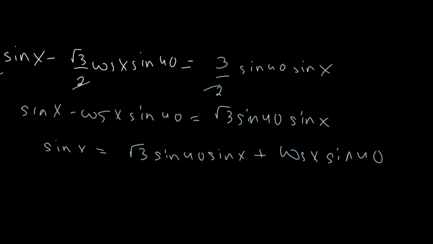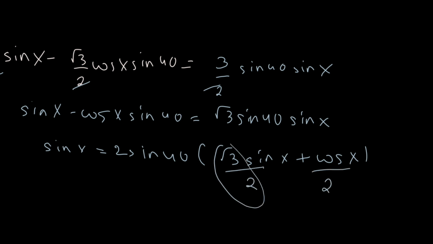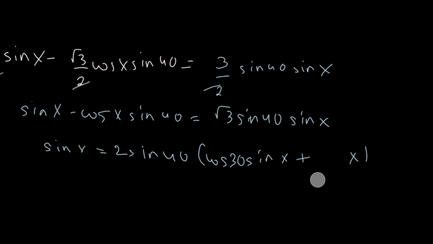I can take sine of 40 degrees common from these two terms. So I will finally get sine of 40 degrees taken common, and inside the bracket root 3 times sine of x plus cos of x. Okay, now on the right hand side I will simply multiply by 2 and divide by 2. Now look carefully that root 3 upon 2 can be written as cos of 30 degrees, and 1 upon 2 can be written as sine of 30 degrees, so plus sine of 30 degrees and cos of x.